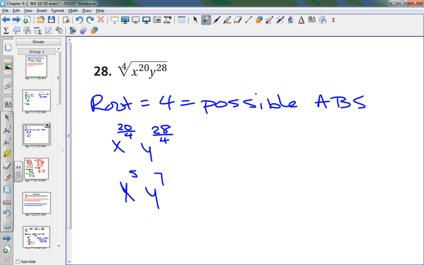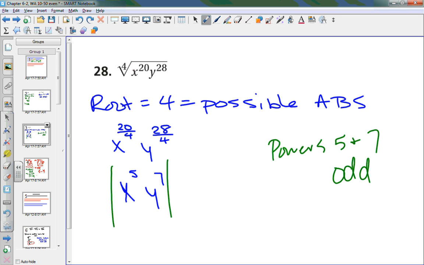So now, look at your powers. My powers are going to be what? 5 and 7. Are they even or odd? Odd. 5 is odd, 7 is odd. Since they're both odd, it requires absolute value on both of them.